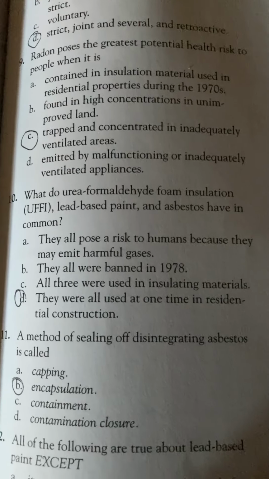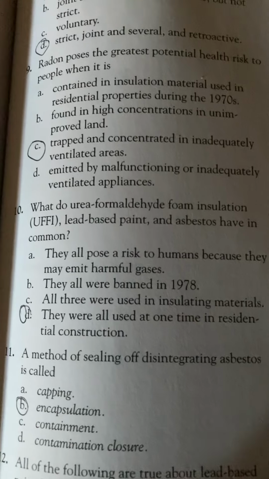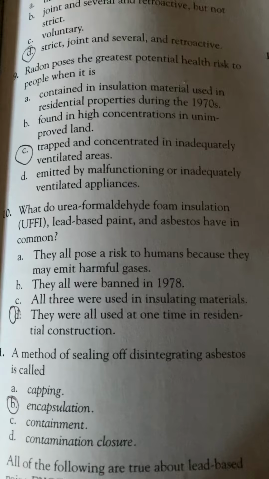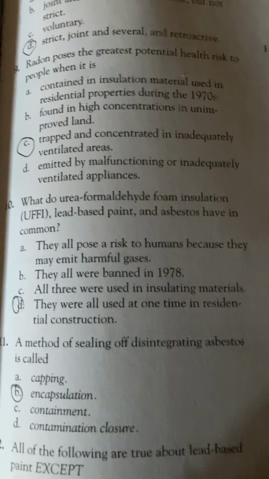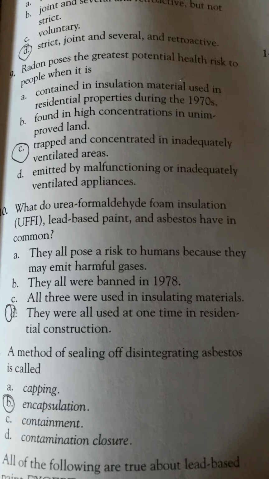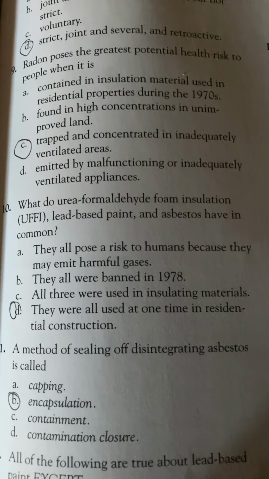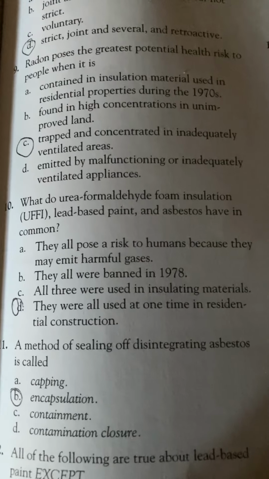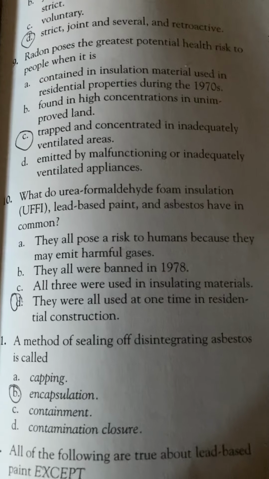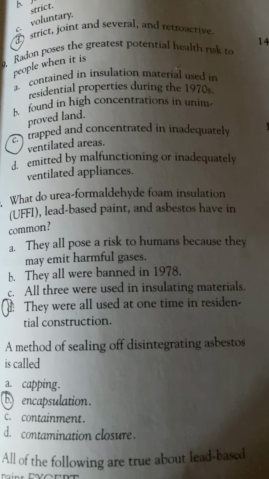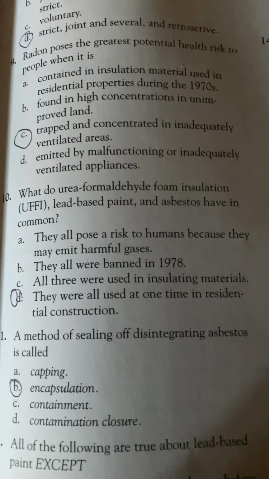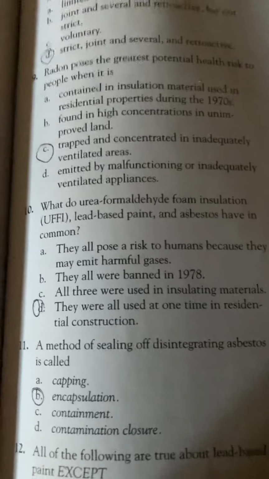Number 10. What do urea formaldehyde foam insulation, UFFI, lead-based paint, and asbestos have in common? A. They all pose a risk to humans because they may emit harmful gases. B. They all were banned in 1978. C. All three were used in insulating materials. Or D. They were all used at one time in residential construction.